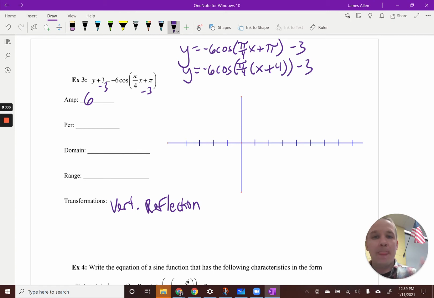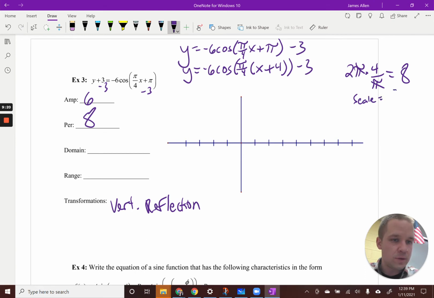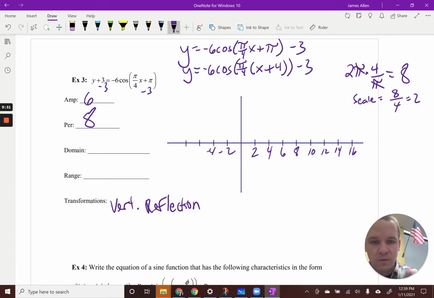Awesome. Period. Well, for period, I'm going to do 2 pi divided by pi over 4, which is like multiplying by 4 over pi. The pi's cancel, and I'm left with 8. So there's my period. So my scale is 8 divided by 4, which is 2. So I'm going to go by 2's here. 2, 4, 6, 8, 10, 12, 14, 16. Woo! -2, -4, -6, and -8. Awesome. That was cool. That was fun.